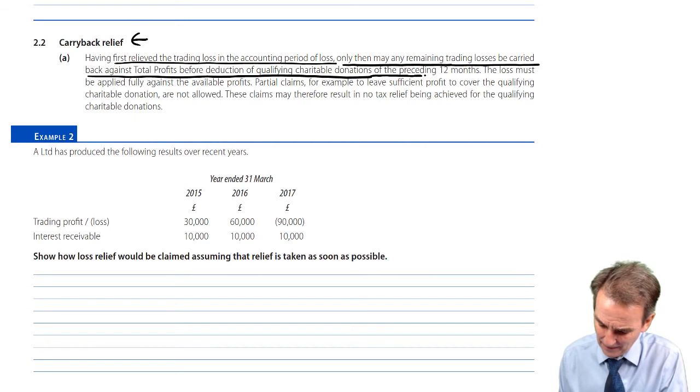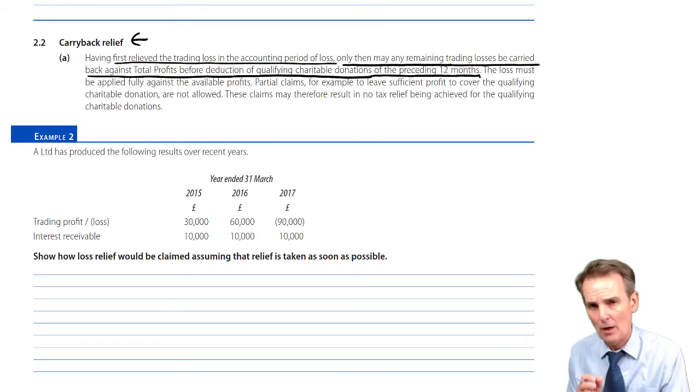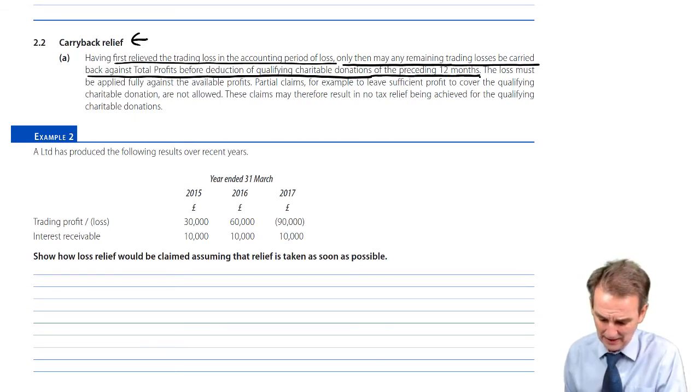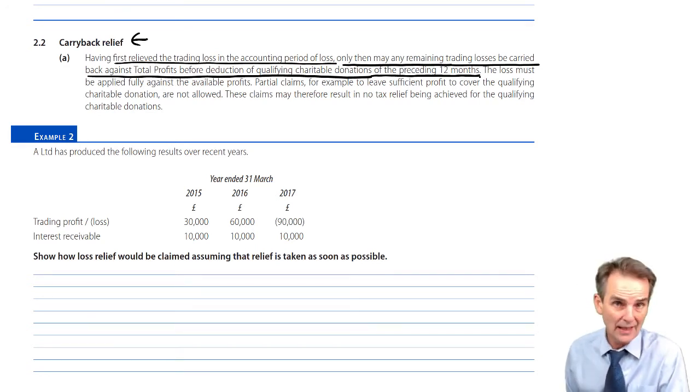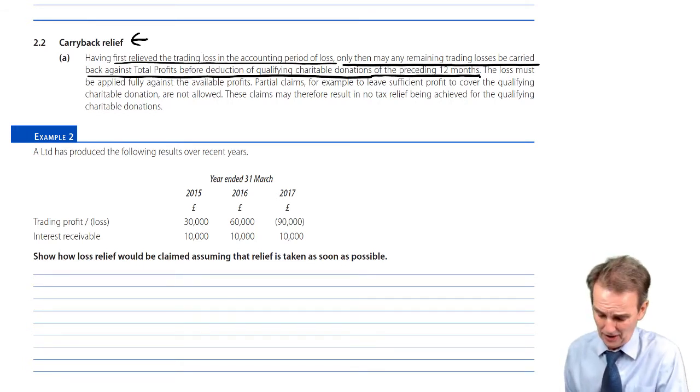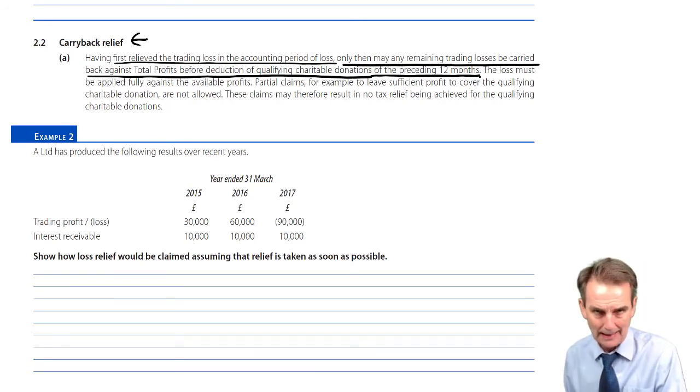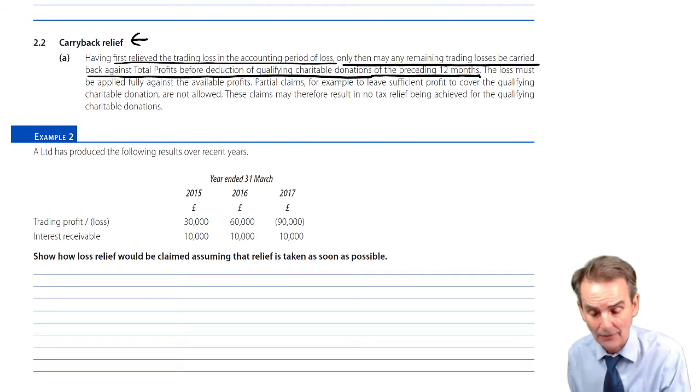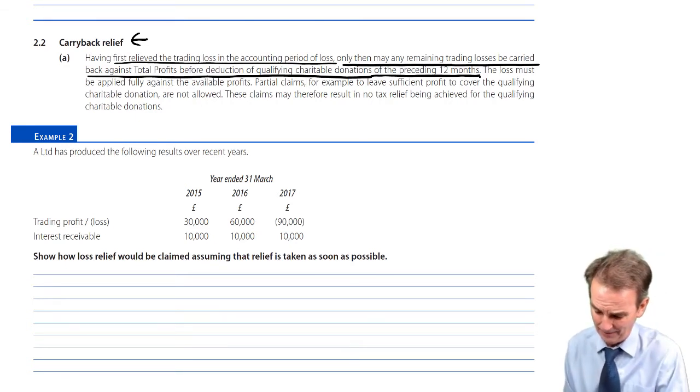And it's a carryback for the preceding 12 months. It's a 12-month carryback. Now, routinely, as you'll see in example 2 coming up, the 12-month carryback means it goes against the previous chargeable accounting period, because you'd expect it to be 12 months in duration. One point here, it doesn't matter how long the loss-making period is. If it was a 6-month loss-making period, then still the carryback would be against the profits of the previous 12 months. It's a 12-month carryback, however long the period of loss may be.